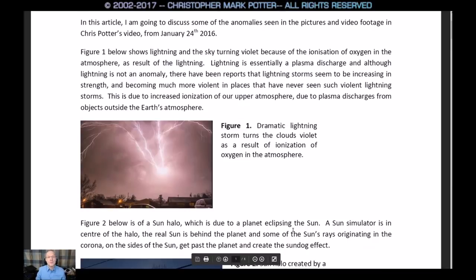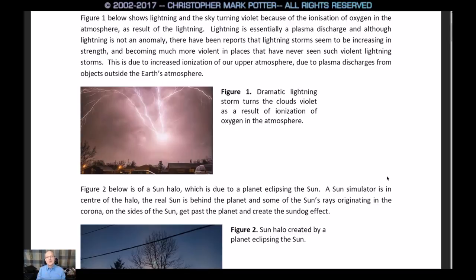In this article, I'm going to discuss how lightning storms become much more violent in places that have never seen such violent lightning storms. This is due to increased ionization of our upper atmosphere due to plasma charges from outside objects from the Earth's atmosphere. Figure 1, dramatic lightning storm, turns the clouds violet as a result of ionization of oxygen in the atmosphere.